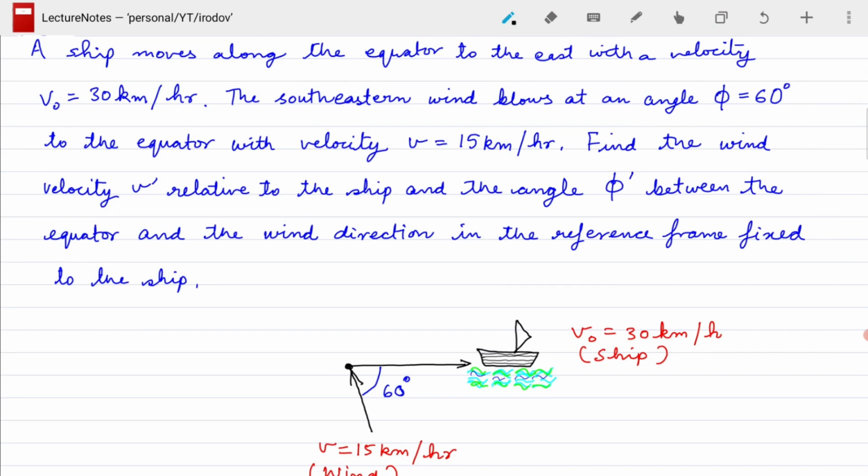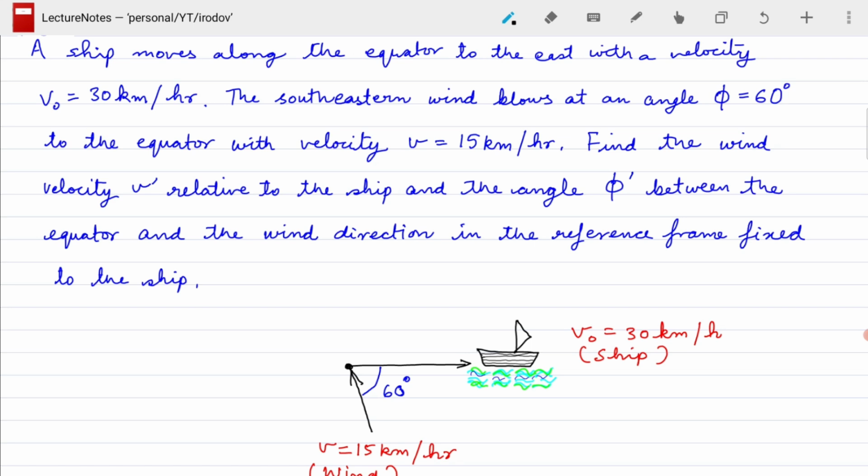So this is problem 1.6 in Irodov's book of problems in general physics. The problem statement is that a ship is moving along the equator to the east with a velocity of 30 kilometers per hour, V0. And there's a southeastern wind which is blowing at an angle of 60 degrees to the equator with a velocity of 15 kilometers per hour.